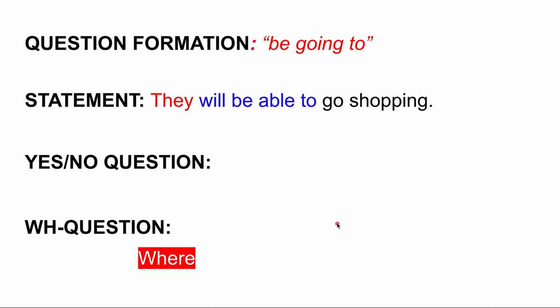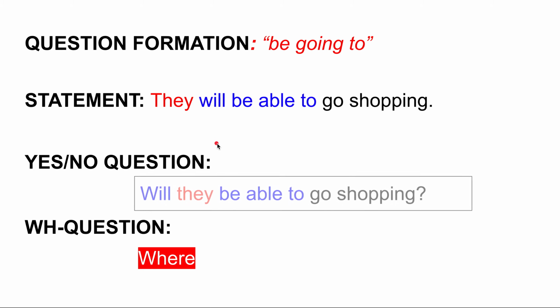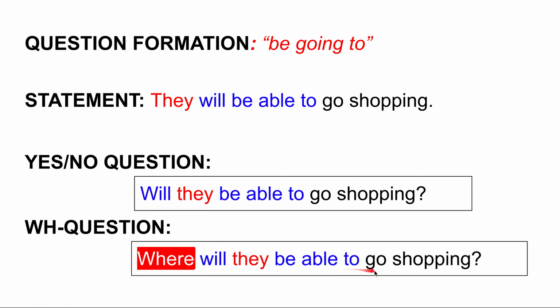Moving forward, let's look at an example. A statement: they will be able to go shopping. The yes/no question: remember to move will to the front of the question. Will they be able to go shopping? We have another WH question. Remember to add a WH question word. So, where will they be able to go shopping?